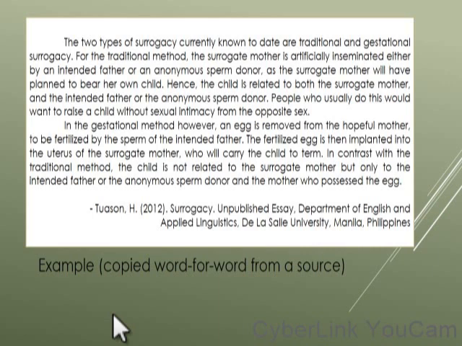In the gestational method, however, an egg is removed from the hopeful mother to be fertilized by the sperm of the intended father. The fertilized egg is then implanted into the uterus of the surrogate mother, who will carry the child to term. In contrast with the traditional method, the child is not related to the surrogate mother, but only to the intended father or the anonymous sperm donor and the mother who possessed the child. Tuason, H. 2012, Surrogacy, unpublished essay, Department of English and Applied Linguistics, De La Salle University, Manila, Philippines. So that example is copied word for word from a source, as I said a while ago.